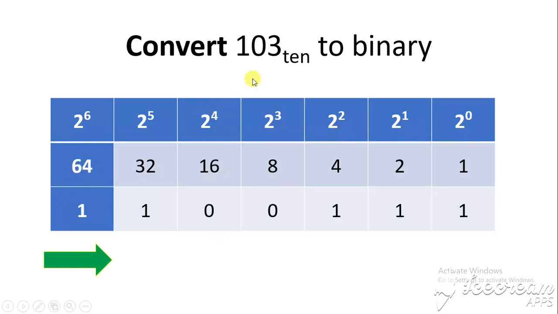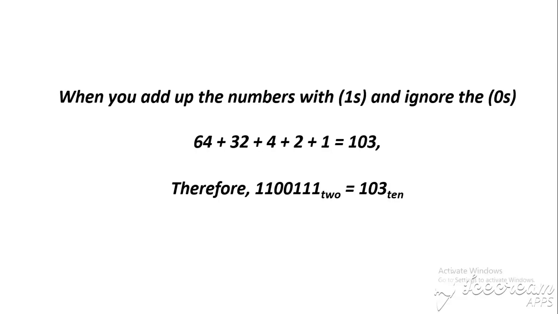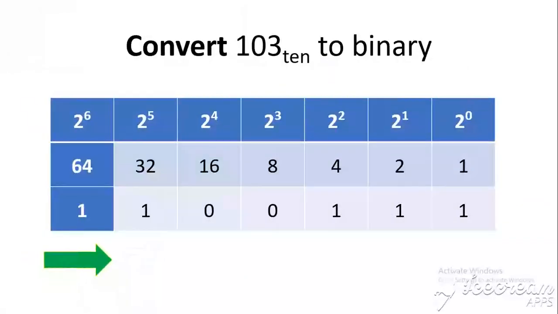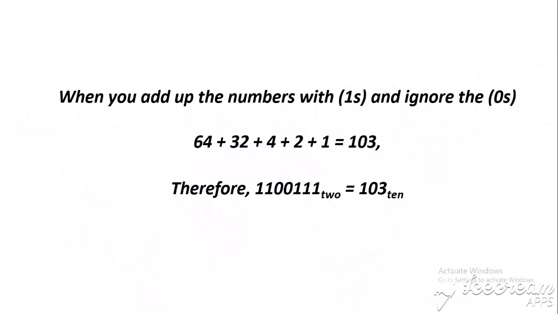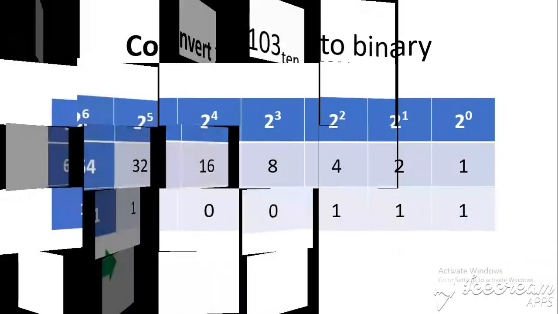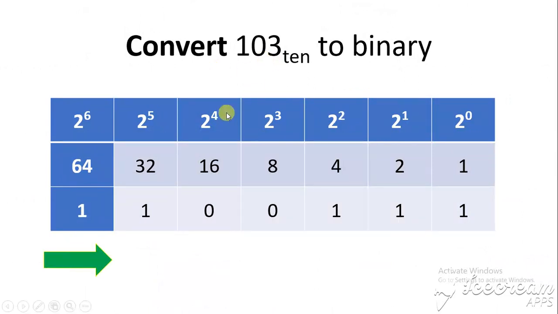If we take 64 away from 103, you have 39 remaining. So from your 39, you can take 32, you can take 4, you can take 2, and you can take 1. The others that are not going to be taken, place 0 there. When you add up those spaces that were filled as 1, which is 64, 32, 4, 2, and 1, you will get 103. So we ignore where we have the zeros, and our final answer becomes 1100111. That's the binary equivalent for 103 base 10.